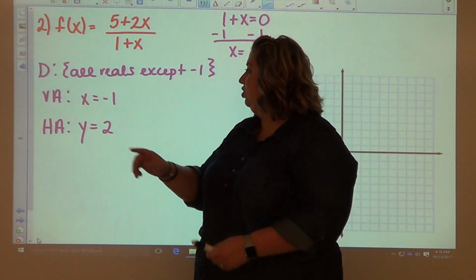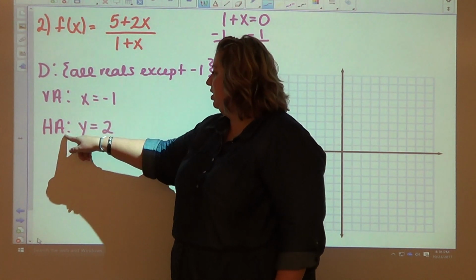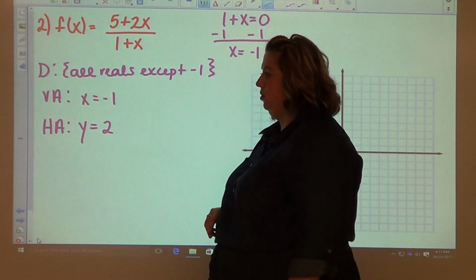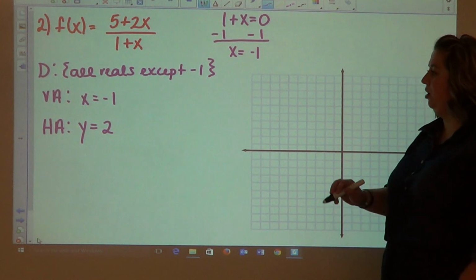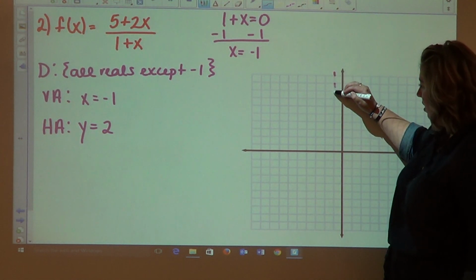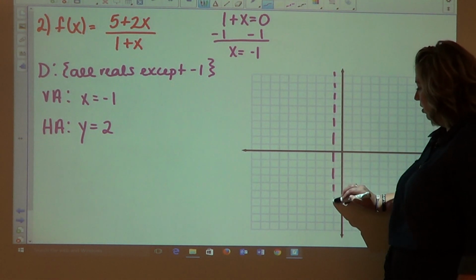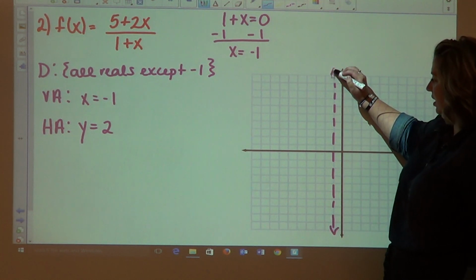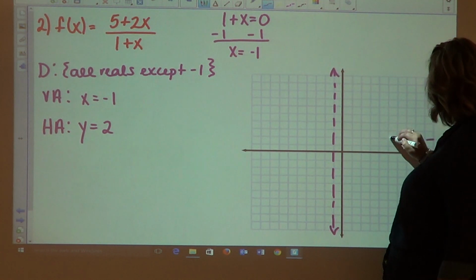Okay, vertical lines are always x equals. Horizontal lines are always y equals. So if I go ahead and draw those on my graph, I have a dashed line at x equals -1, and I have a dashed line at y equals 2.